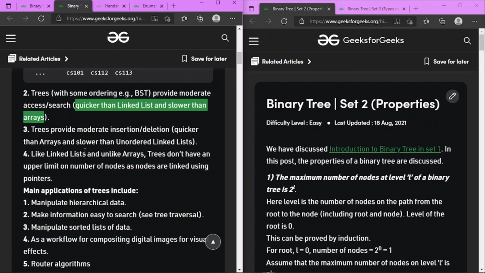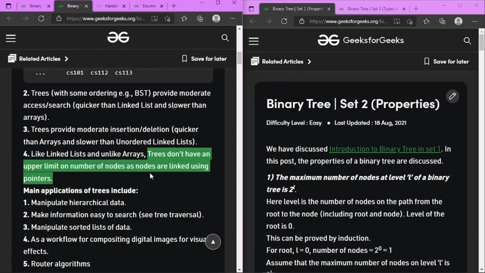And like linked lists and unlike arrays, trees don't have an upper limit on the number of nodes, as nodes are linked using pointers. So space is saved, and we can store a huge number of elements in this type of data structure.